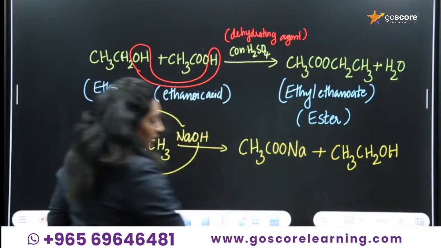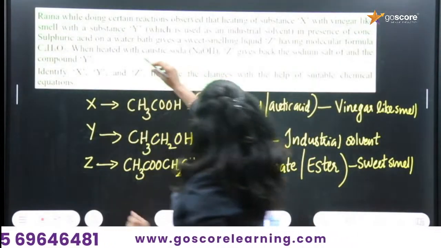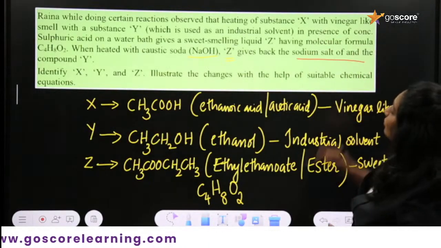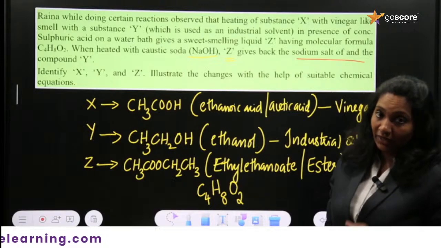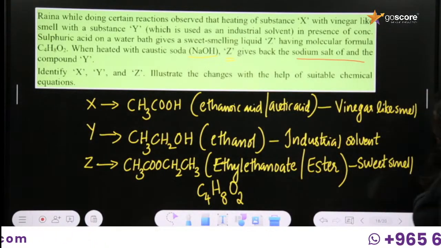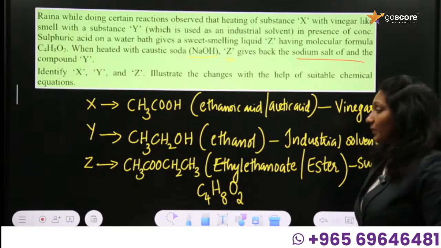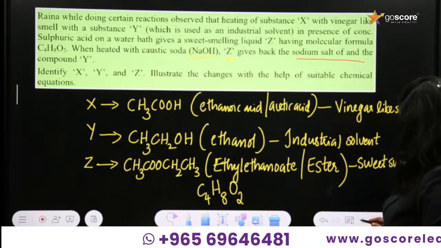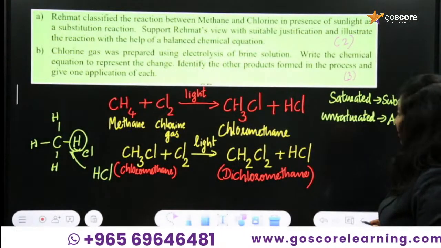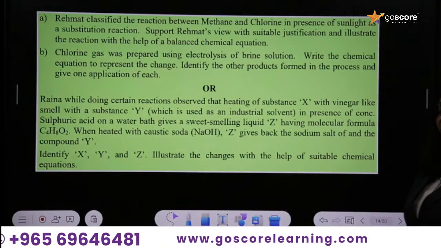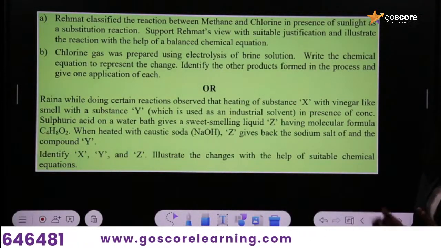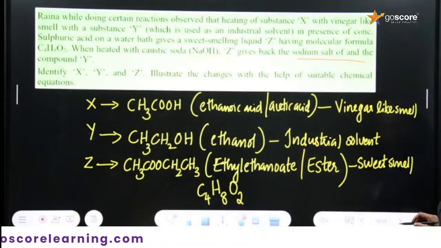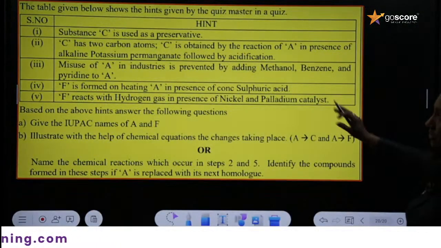That is what is mentioned in the question, that when heated with caustic soda, Z gives back the sodium salt of X and the compound Y. We are getting the ethanol and the sodium salt of ethanoic acid. Okay, so it is clear, right? That is the 5-mark question. We have discussed both the questions and the OR questions. Now we can move on to the last part, section E, which is a case-based question which carries 4 marks. With this question we can wind up the session.